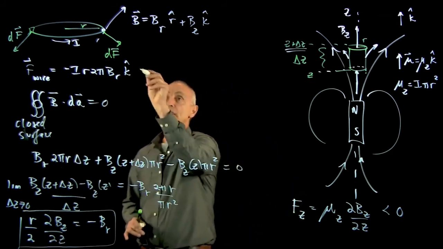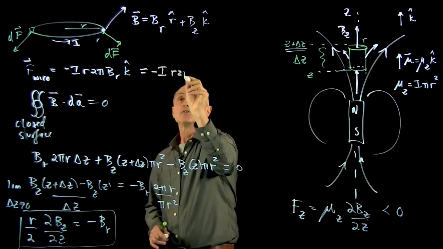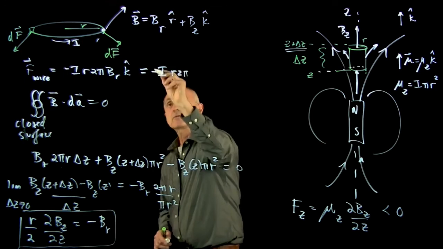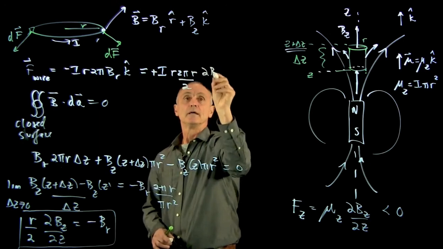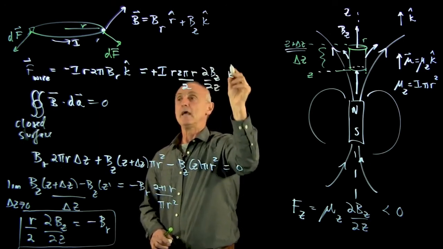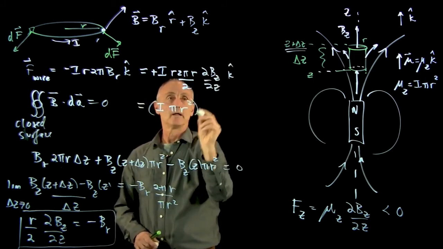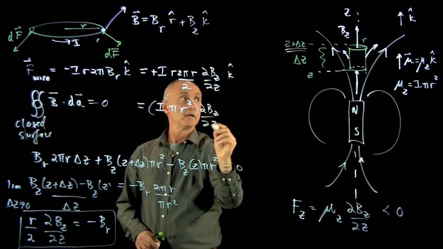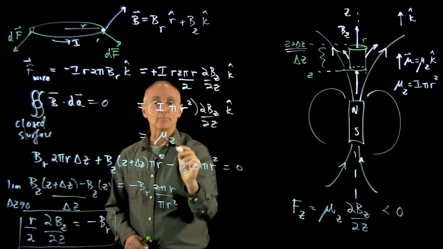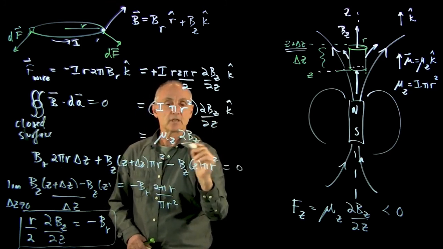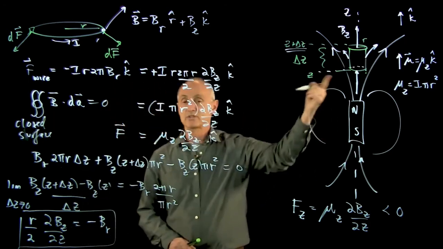And now let's apply that to our force. So we have minus I r 2 pi Br. Now we relate. It becomes a plus because of that minus sign: r over 2 dBz/dz k hat. And we can write that as I pi r squared times dBz/dz k hat. And you'll recognize this first piece as the magnetic moment. The second piece is that derivative, k hat. And that's the force along this axis.